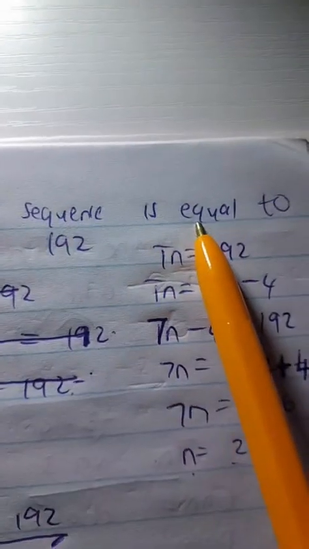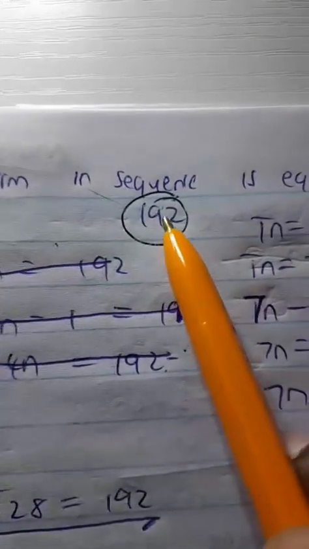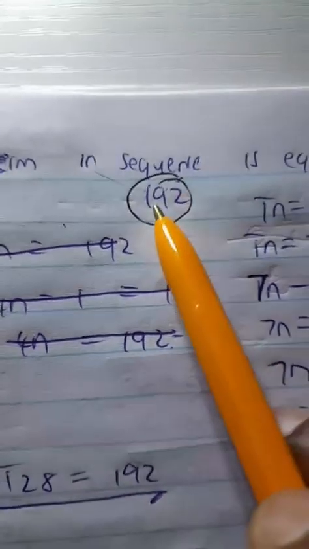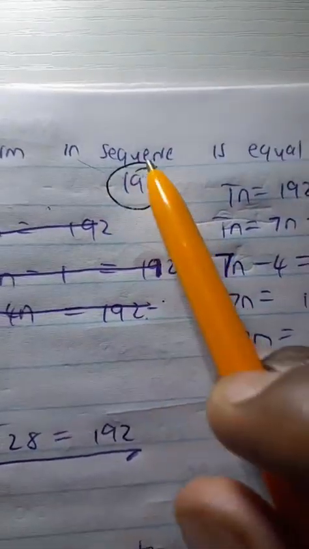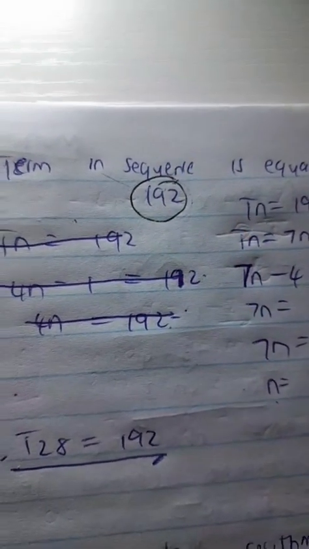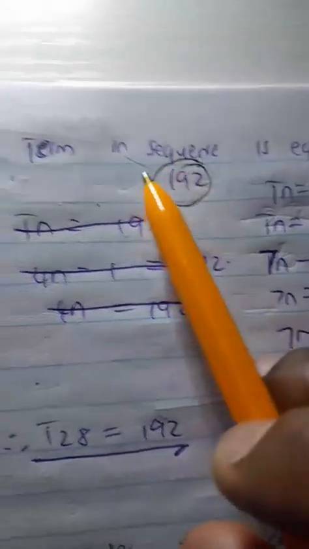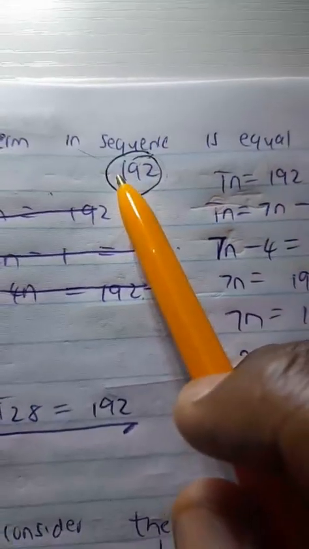Then the next question says there is a term in the sequence which is equal to 192. We are asked to find what that term is. The term that is equal to 192. So this is obviously a value of a specific term in the sequence, but we don't know the position that it occupies. So what we want here is to find the position. We are asked to find the term in the sequence which is equal to 192.